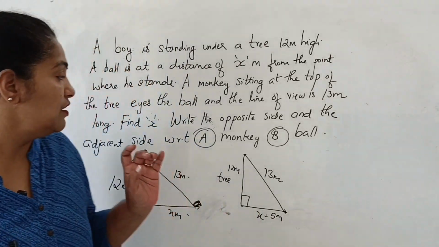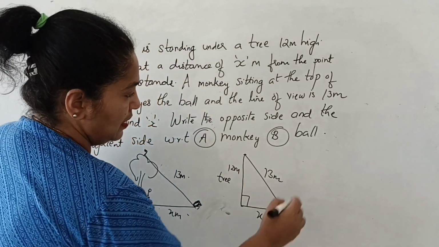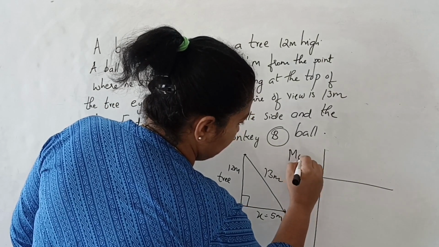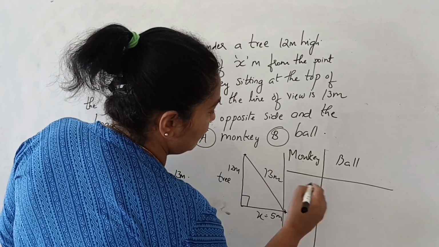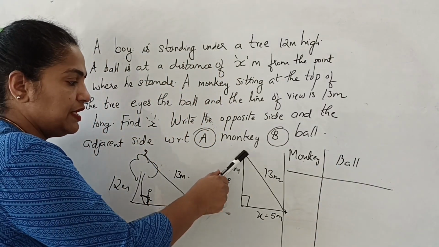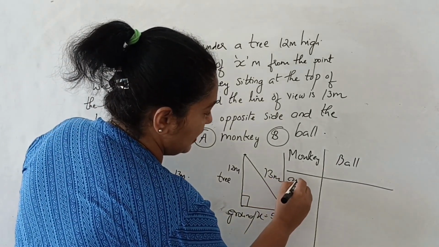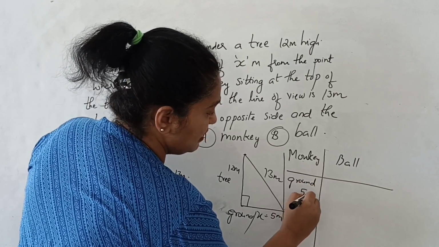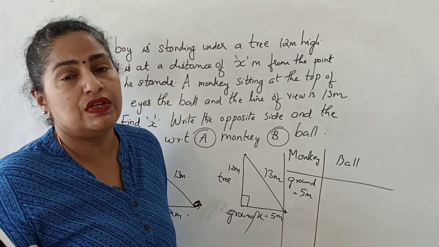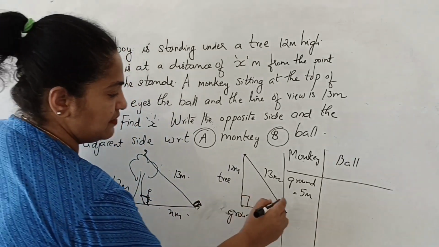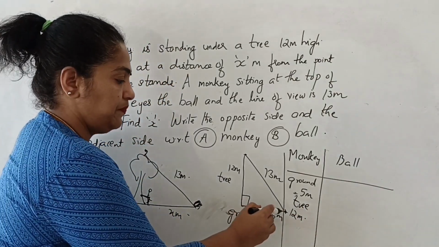Now, the second part. We need to write the opposite side and the adjacent side with respect to the monkey and the ball. Monkey and the ball. Now, let us write first the opposite side. Monkey is over here. The opposite side is our ground. So, ground is the opposite side, which is 5 meters. Monkey is here. What is the adjacent side? I told you not to consider hypotenuse when you are considering the adjacent side. So the adjacent side is the tree. It is 12 meters.